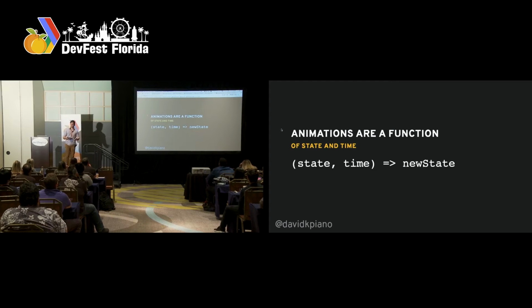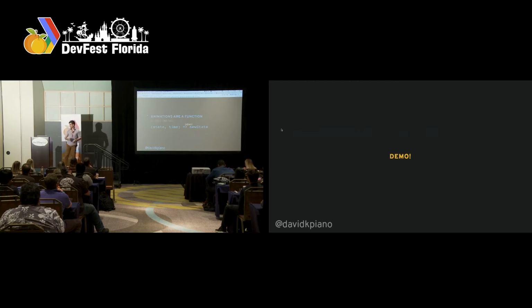So let's rethink what animations are. Instead of animations being a set of sequences from point A to point B, we realize that animations are just a function of state and time, and this state could include what happens when new actions come in. So actions change states, and due to time, animations move over time. So we're going to do a little example here.